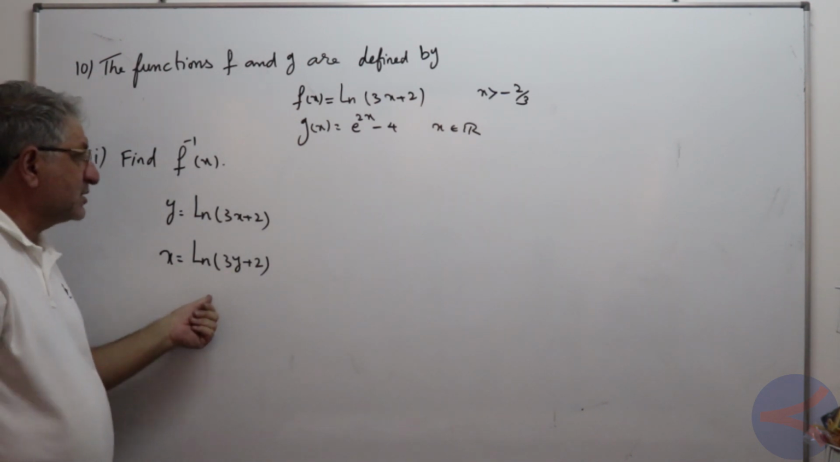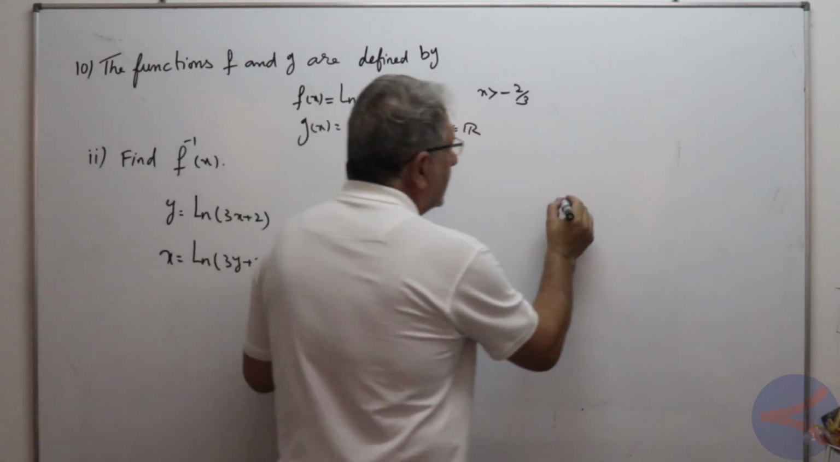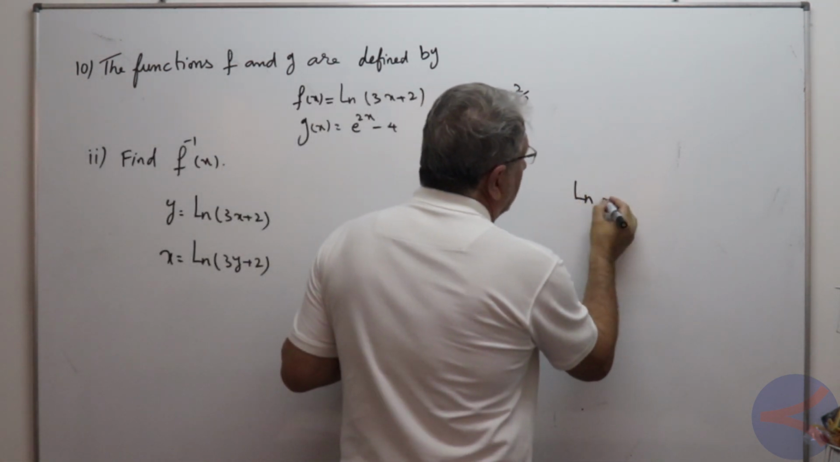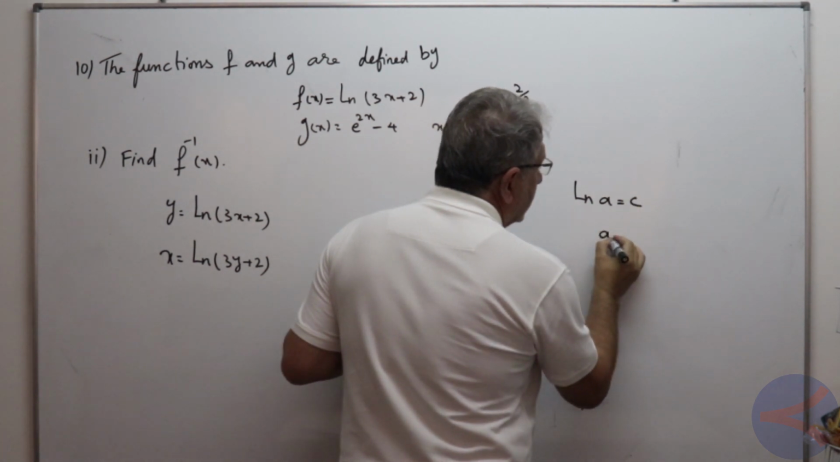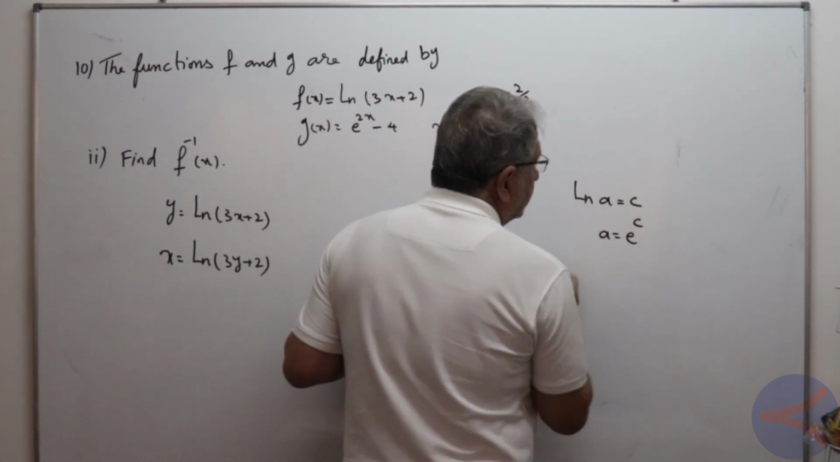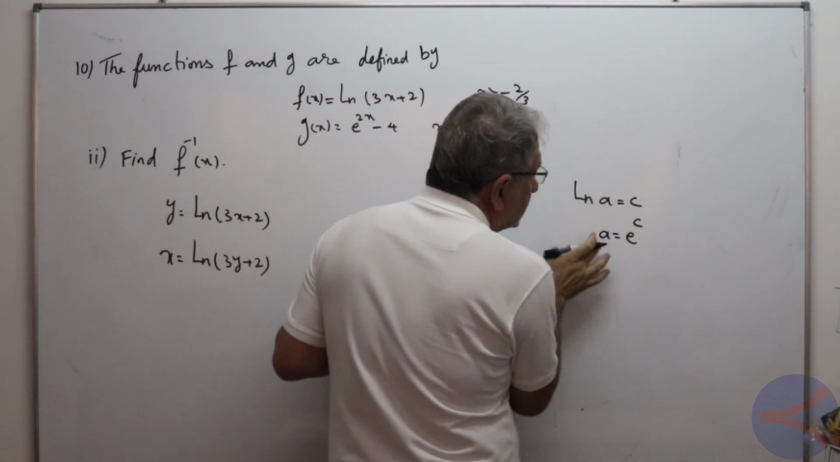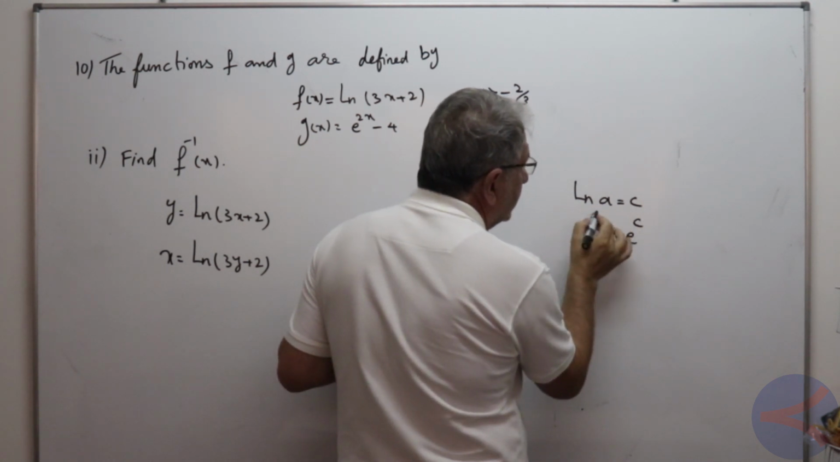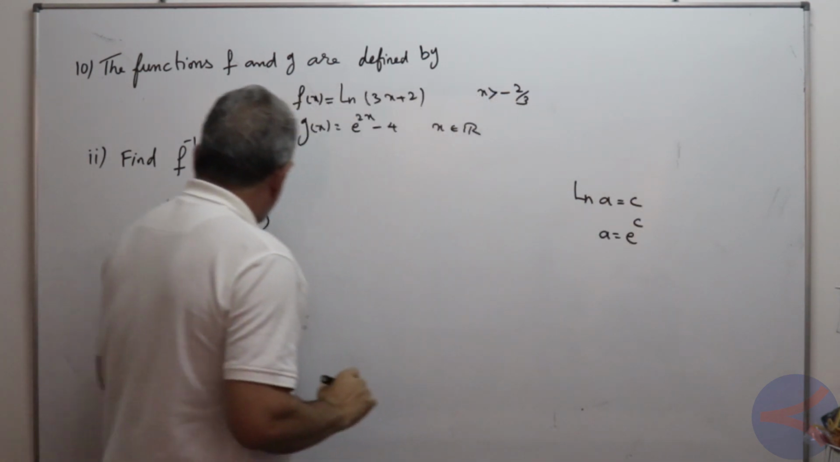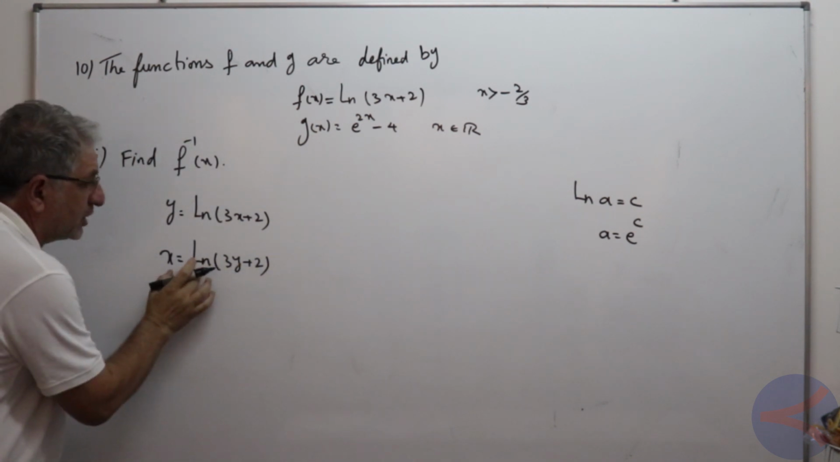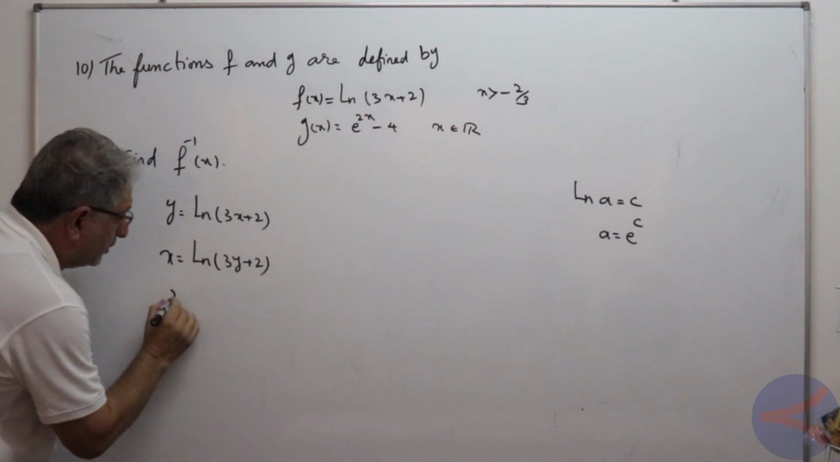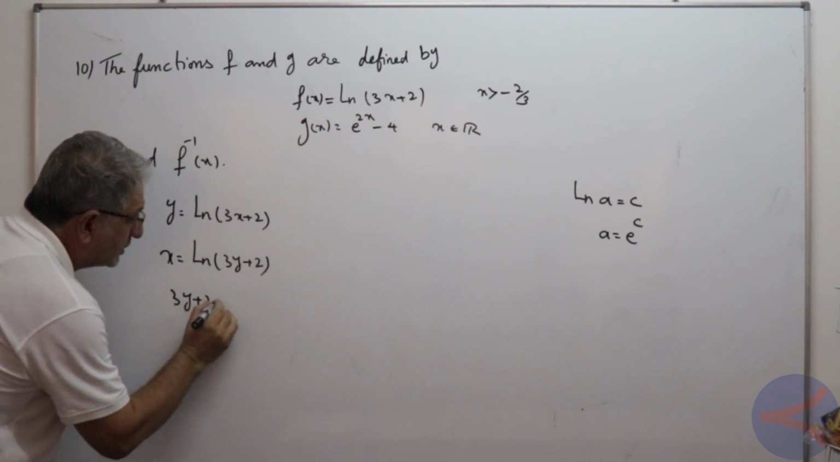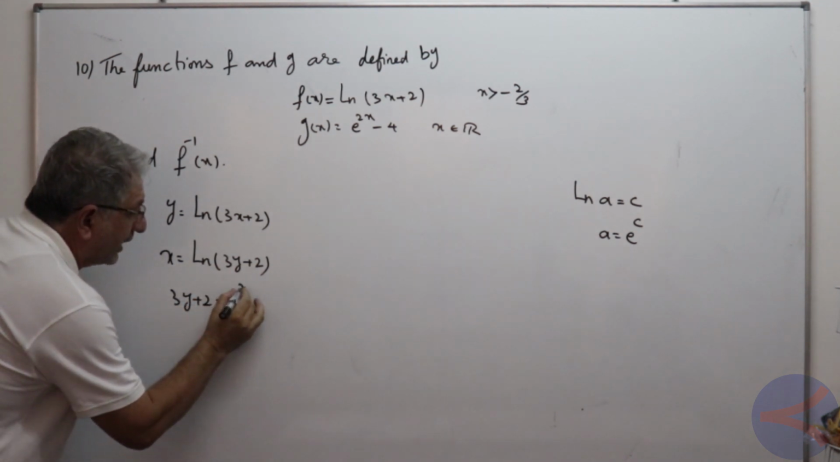To make y the subject, you know that if you have ln a equal to c, it means a is equal to e to the power of c. The base here is e, therefore a will be e to the power of c. From here, I want to get rid of this ln, therefore this will be e to the power of x, so 3y + 2 is equal to e to the power of x.